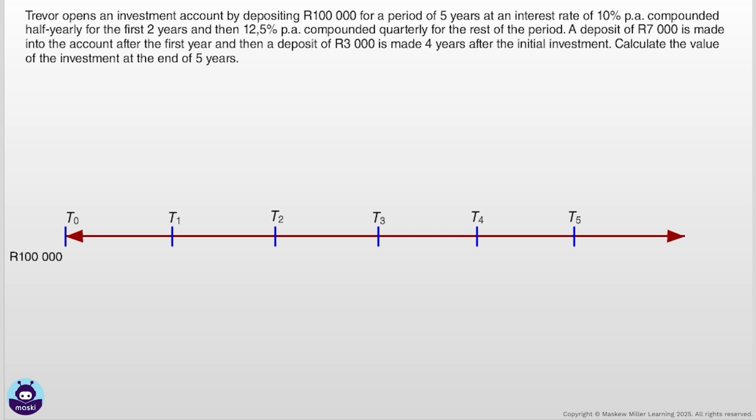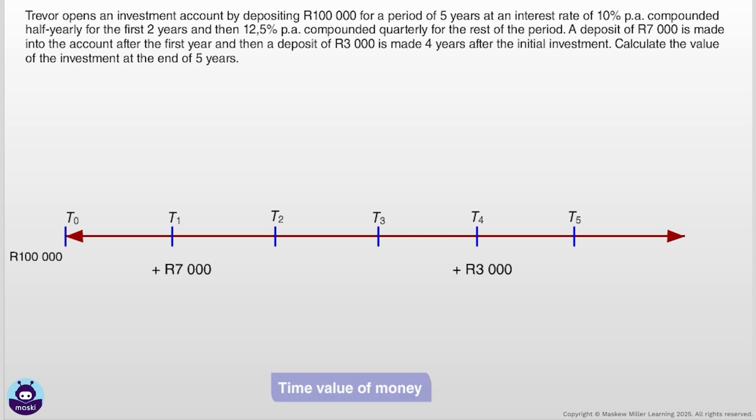Let us look at our timeline. The portion of timeline from T0 to T1 is the period of 1 year. T1 denotes the end of the first year. So we write 7,000 Rand just below T1. We read the problem further, and then a deposit of 3,000 Rand is made 4 years after the initial investment. Initial investment was made at T0. Let us count 4 years from T0. 1, 2, 3, and 4. So, at T4, Trevor makes a deposit of 3,000 Rand. We denote the deposits with a plus sign.